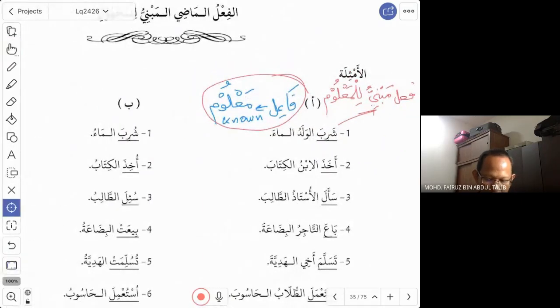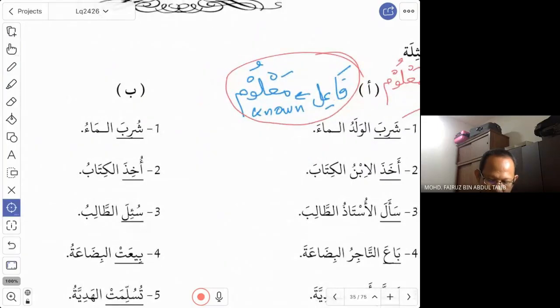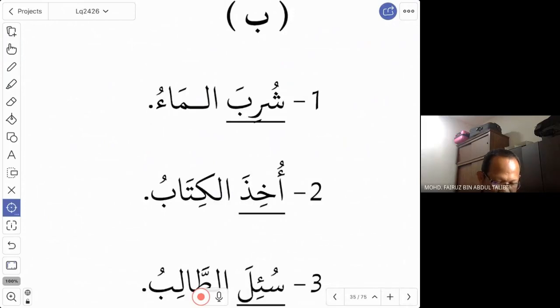Shariba al-waladu al-ma. But if you look at ba, the fi'il is still the same fi'il from shariba, but how do they read it now? They say shuriba. It is not shariba anymore. When the harakat changes from shariba to shuriba, the meaning changes slightly. The first fi'il is built for the known fa'il, but here the fi'l is built for unknown, meaning the fa'il is unknown.